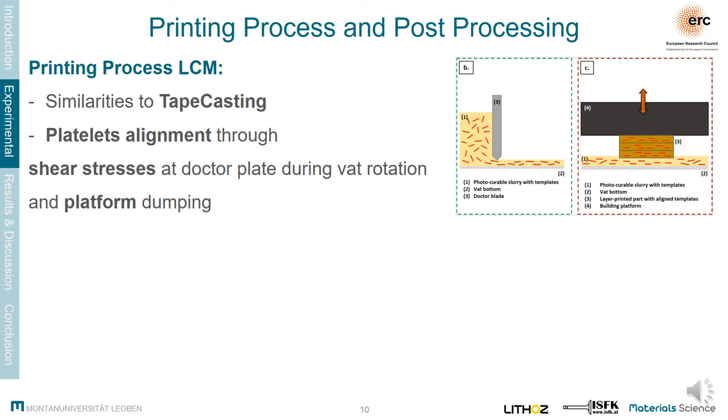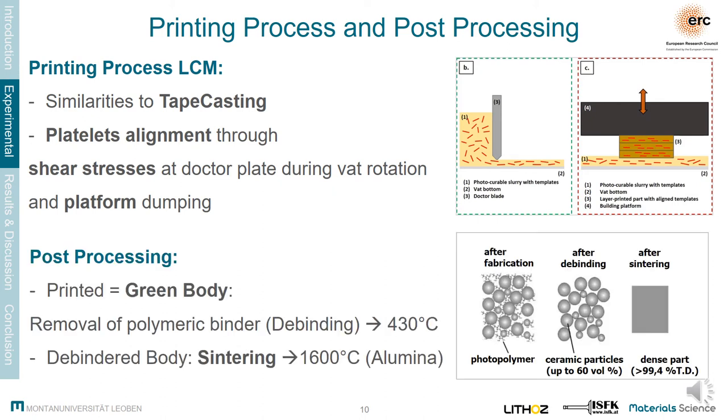After printing, the green bodies consist of the ceramic powder and a polymeric network. This polymeric network still has to be removed through binder burnout at 430 degrees C in our case. After binder burnout, a very open, porous, fragile body remains. This then has further to be sintered at very high temperatures, in our case at 1600 degrees C for alumina, to a fully dense body.